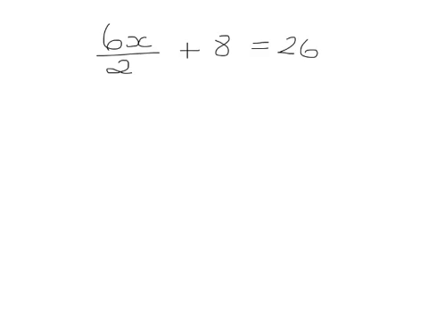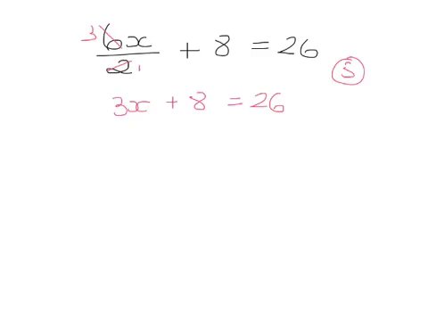And I'm going to say, actually, that 2 goes into 2 once, and 2 goes into 6 3 times. So actually, the first thing I'm going to do is to simplify my fraction, which is going to give me 3x plus 8 equals 26. So my first step there was to simplify, and I can record that just with a simple s over the side. So I simplified it.